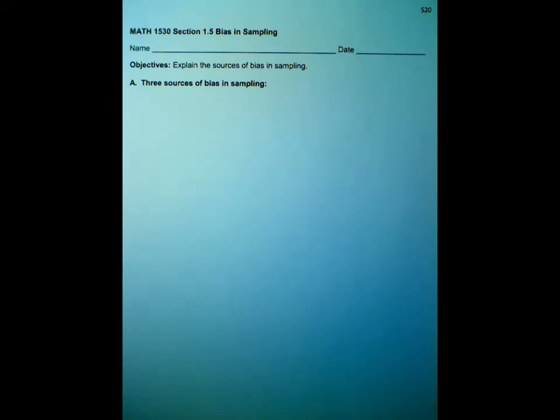Continuing Chapter 1 on data collection, we're in Section 1.5, Bias in Sampling. So our objectives are to explain the sources of bias in sampling. And we'll start by identifying three sources of bias that we often see in sampling.